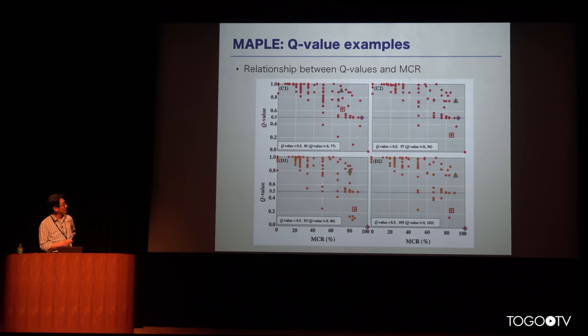Basically, the Q value and the module completion ratio are negatively correlated in this figure. So if you have a 100% module completion ratio, the Q value is very small. And if the module completion ratio is not so high, the Q value is close to one. But some modules have a high module completion ratio but a relatively high Q value. So in this case, this module seems not so specific.